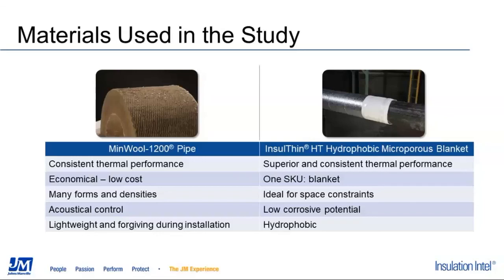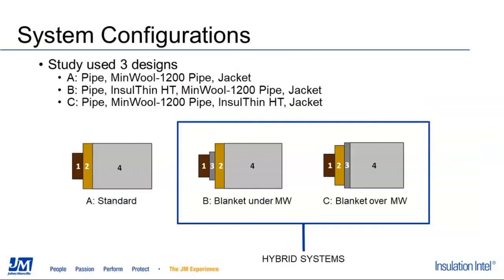With this study, we evaluated three designs, looking at the system design aspect. The first design is the standard traditional one: a pipe, mineral wool, and then the jacketing. The next two systems used microporous blanket with Insulate HT installed directly onto the pipe, between the pipe and the mineral wool, essentially as a base layer. In the second scenario, design C, it was installed over the mineral wool, as the last layer. Now we'll look at some of the visuals from this work.